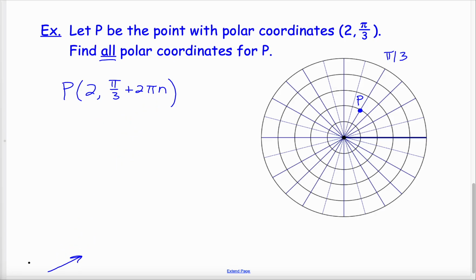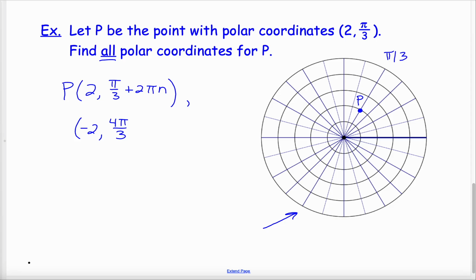But wait a minute. That's actually only half the answers. Wait a minute, how can half of infinity still be infinity? Well, that's if the 2 was a positive value. What if the angle we're dealing with is really here? And then the r value would be negative 2. So I could also have written this as negative 2 comma, and what would that be? That would be 4 pi over 3, wouldn't it?